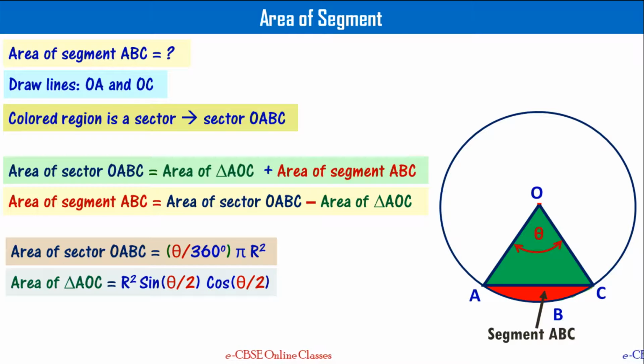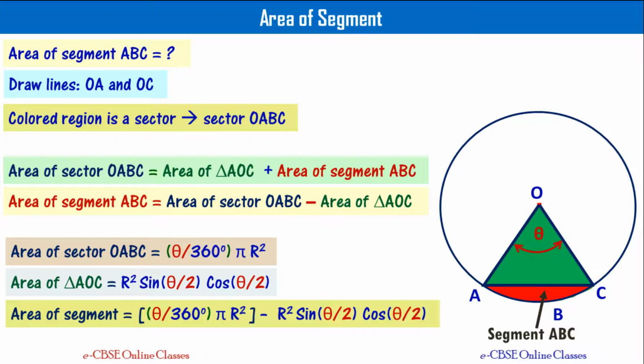So when you put these two equations together into the previous equation, then you can define area of segment as theta by 360 degrees times pi r square minus r square sine theta by 2 times cos theta by 2.